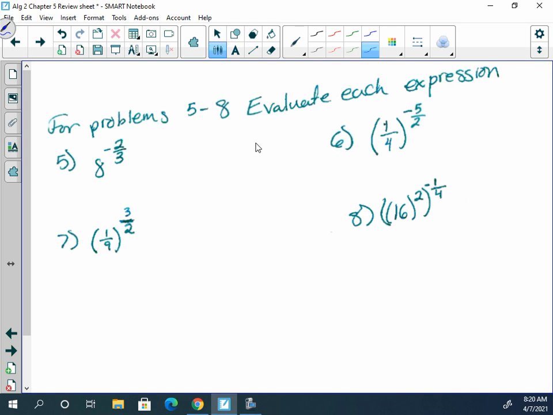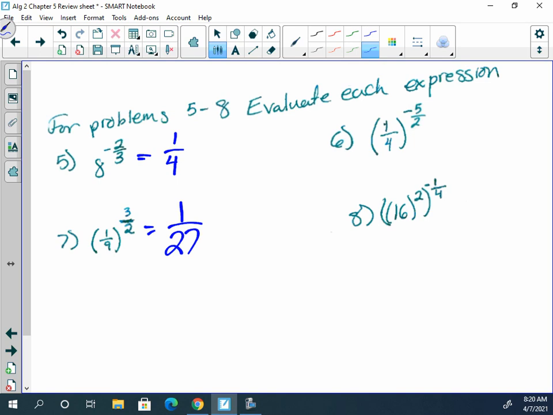Well, how would we do any of these here? Yeah, we can plug these into the calculator. You can do 8 to the negative 2/3, and if we do this, we get 1/4. And this here would be 1/27.